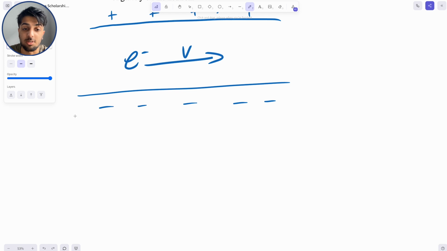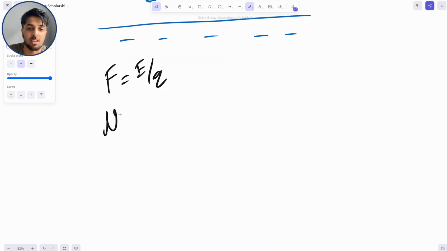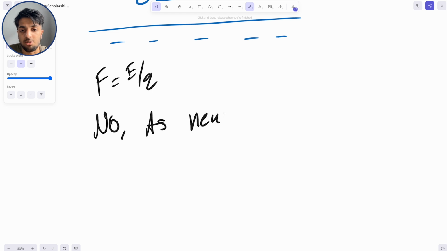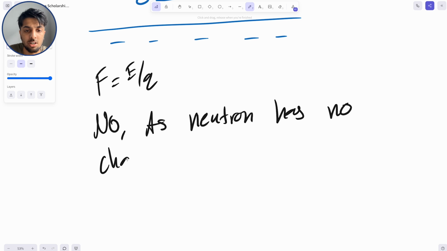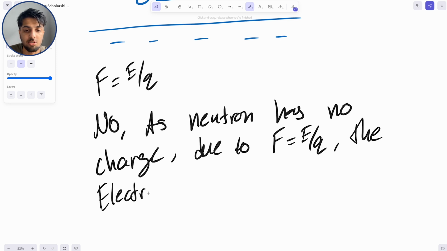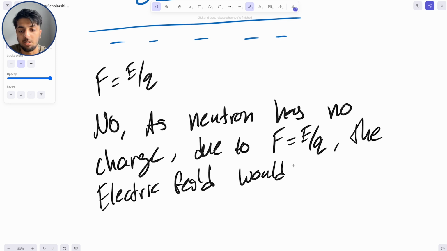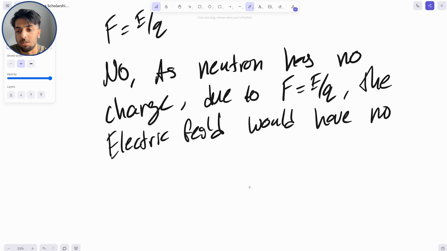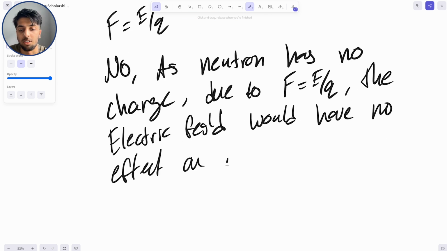And so we can back this up using our equation F is equal to E over Q. As there's no charge, there'll be no force. So we can say nope, there will be no effect as the neutron has no charge due to F is equal to E over Q. The electric field would have no effect on its path.